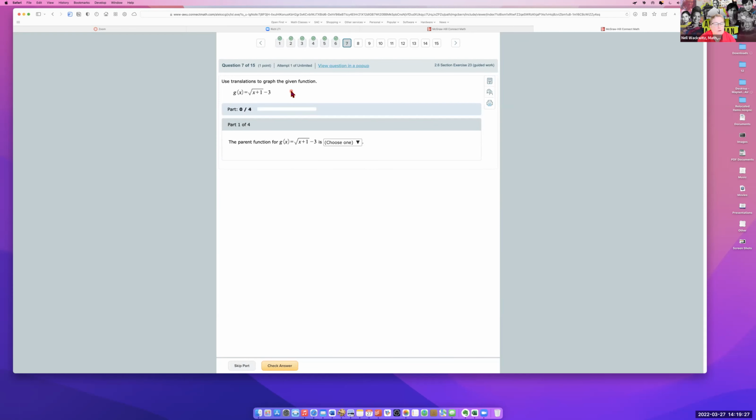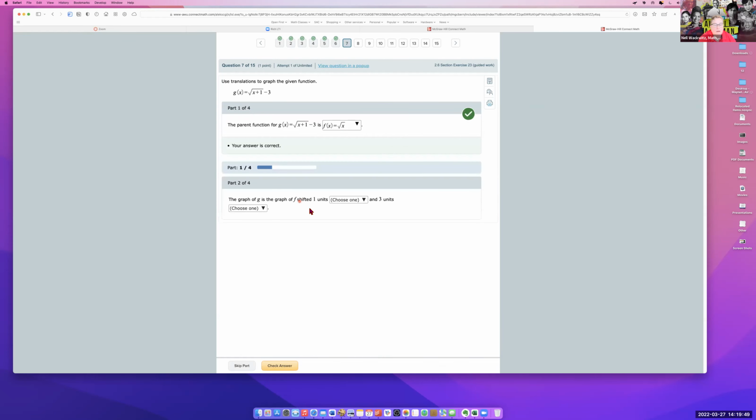They want to know the parent function for g of x. G of x is the square root of x plus 1, all minus 3. What could the parent function be? Yes, that's good. So it's the square root function. And for adding inside the function, that's right, we're going to go the opposite. So we're going to go to the left 1 unit, and we're going to go down 3. Good.